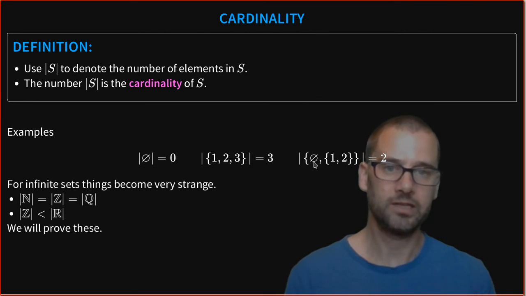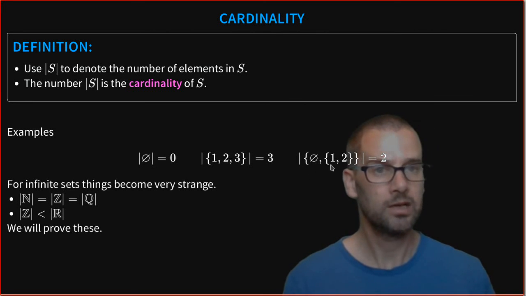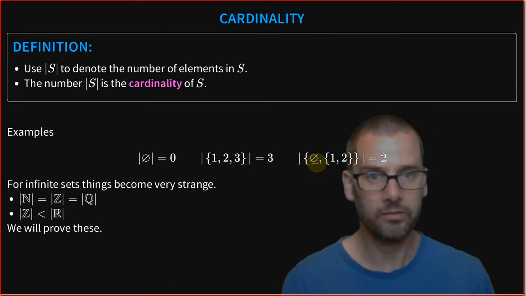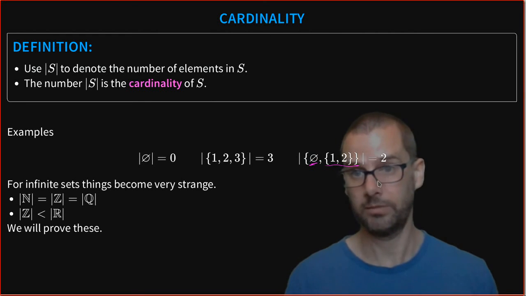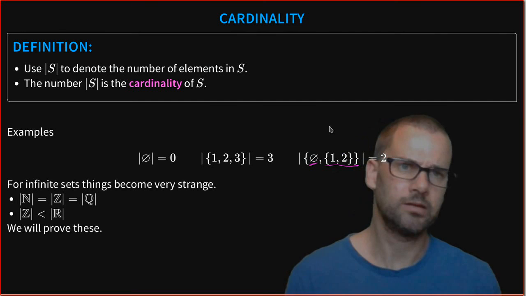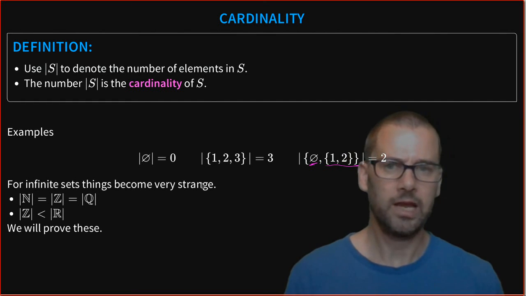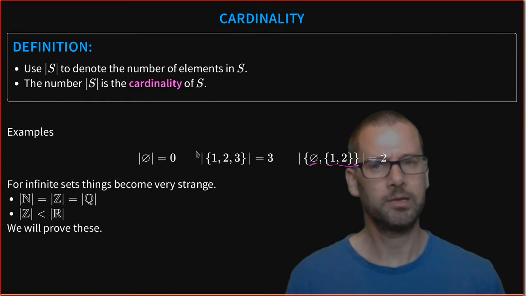And the cardinality of this set here, because it contains the empty set and another set, so I've got one set here, another set there, is only 2 elements. So for finite sets, this is pretty straightforward. But with infinite sets, the notion of cardinality becomes very strange.